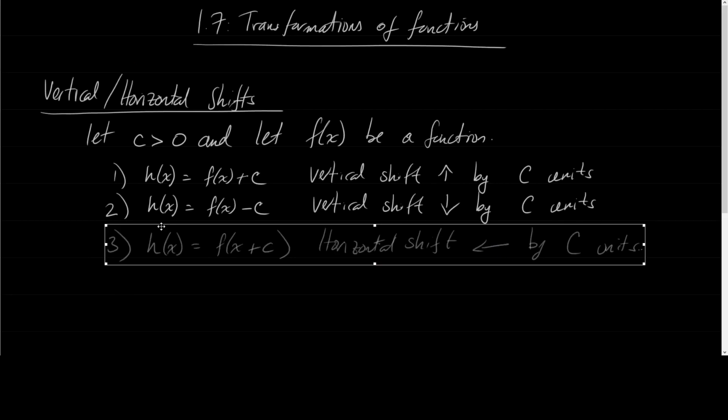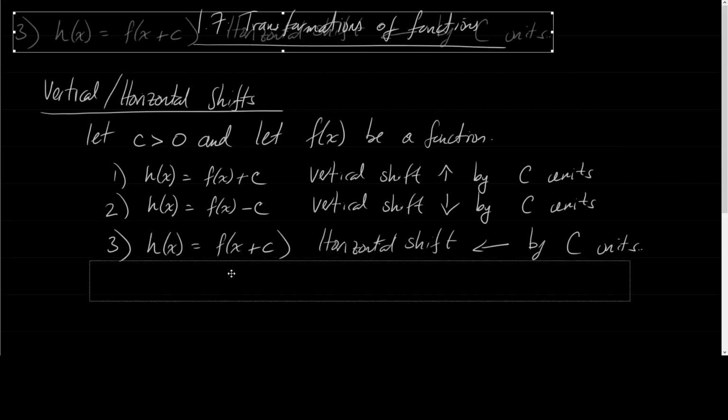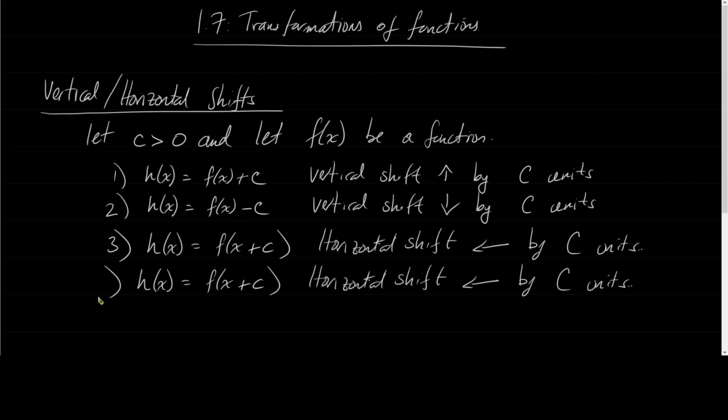And lastly, again, we're just going to manipulate that statement for the fourth. h of x being equal to f of x minus c. There we go, f of x minus c. It's a horizontal shift to the right by c units.